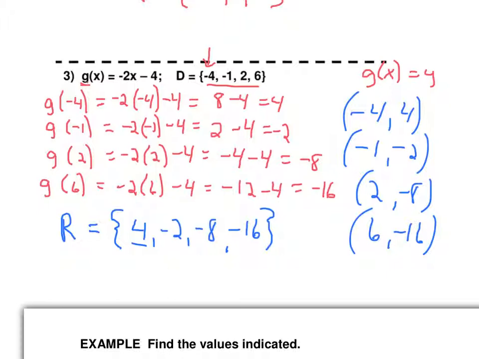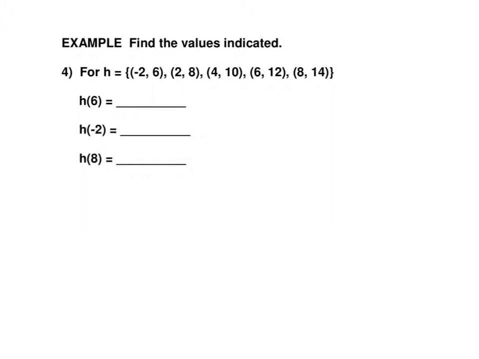Okay, so let's go on and do example 4. It'll be slightly different. Okay, so it says for example 4, this is a little different, find the values indicated. So write down this problem. For h equals, and you have a list of ordered pairs. Okay, so we're going to find the value. What this means is you don't have a rule here. There's no rule. You have h of 6. So remember, this is your x. So that means your x is 6.